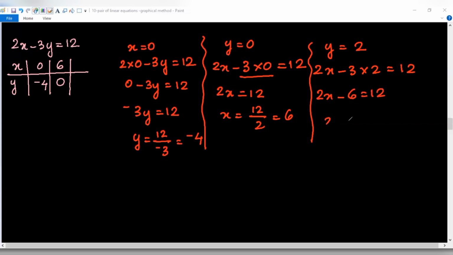So 2x is equal to 12 plus 6, right? Minus 6 going to the right side, so plus 6. So 2x is equal to 18, or x is equal to 9. 18 by 2, that is 9. Thus we got x is 9 when y equal to 2. So we got 3 pairs of values which we can plot on graph paper.